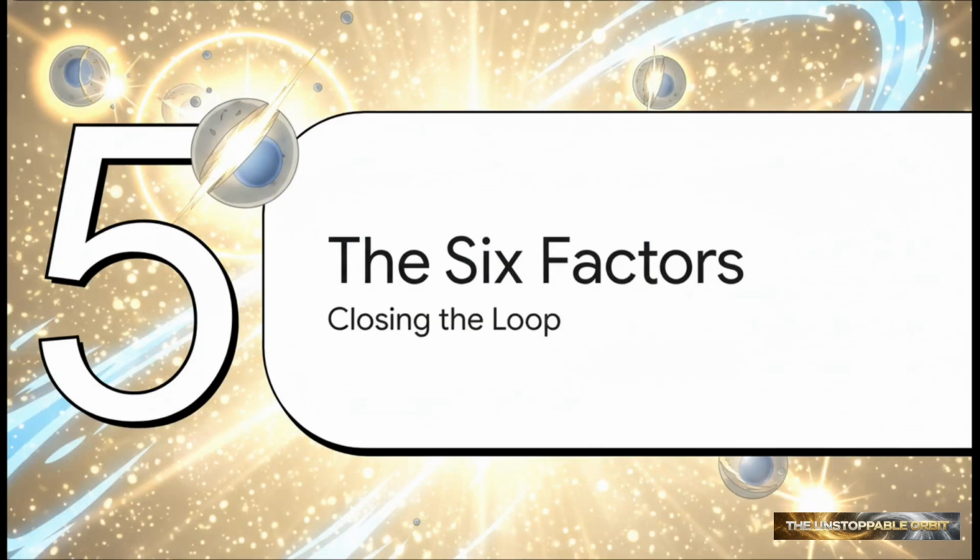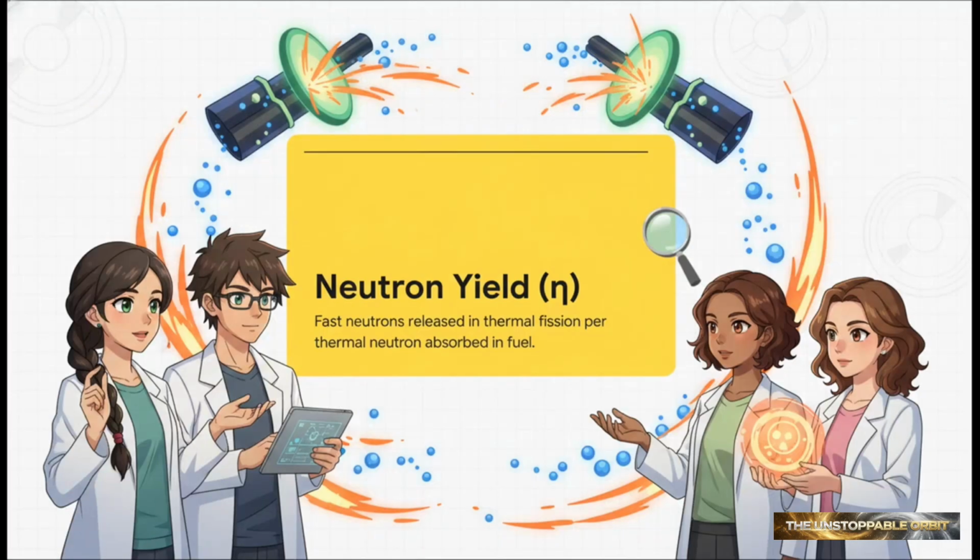Section 5, Reproduction and the 6 Factors. We've reached the final stage of the life cycle. Eta gives us the payoff. Not every neutron that gets absorbed in the fuel actually causes the atom to split. Some just get captured. So the neutron yield per absorption, eta, answers the ultimate question. For every thermal neutron that successfully ran the entire gauntlet and was absorbed in the fuel, how many new fast neutrons are born? This is the final multiplier. It closes the loop and starts the cycle all over again.